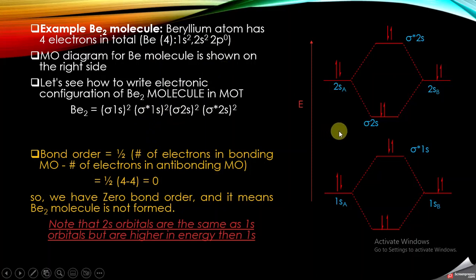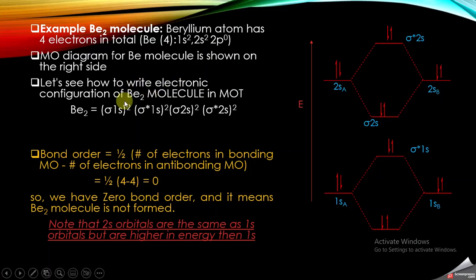Now let us draw the molecular orbital diagram. We have 1sa of the first beryllium atom and then 1sb of the second beryllium atom. Both have 2 electrons. We form sigma 1s and sigma star 1s and fill it just like the helium atom. Now we move to the 2s, which is higher in energy, and it also has 2 electrons. So we fill the sigma 2s and sigma star 2s, and again you see that all the molecular orbitals are filled.